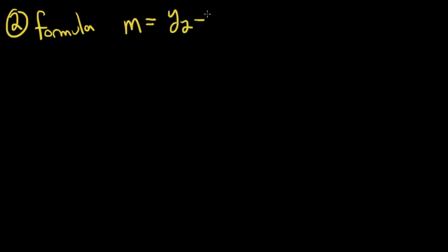But what's the second way? Well, I'm glad you asked. The second way is using a formula. And you've already seen this formula. So the slope is equal to y2 minus y1 over x2 minus x1. What is all this stuff? Well, basically, I'm going to show you.